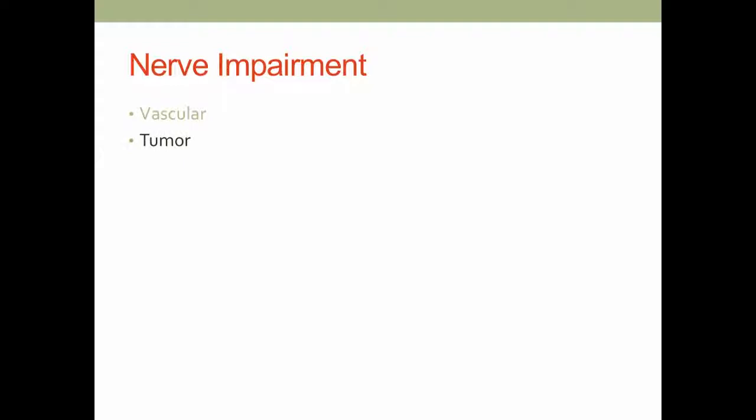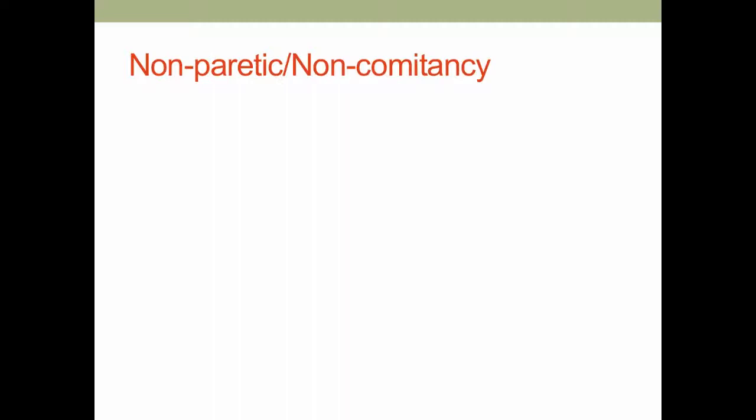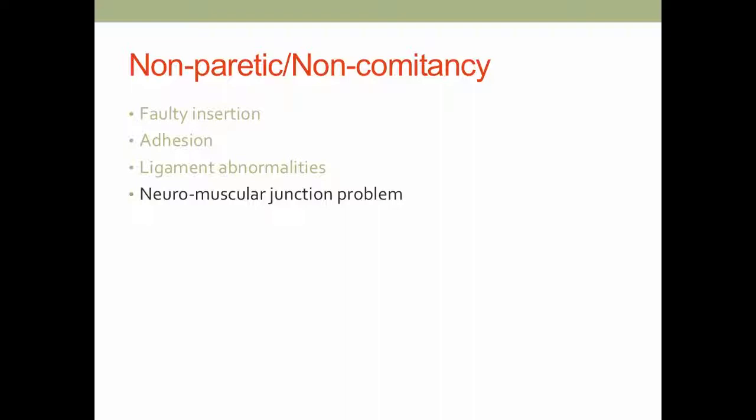Tumor is less common. In young children, more viral in nature. It theoretically can be due to a faulty insertion. This is relatively rare. Adhesions like Brown's syndrome, ligament abnormalities, neuromuscular junction, the key on this particular one is myasthenia gravis.